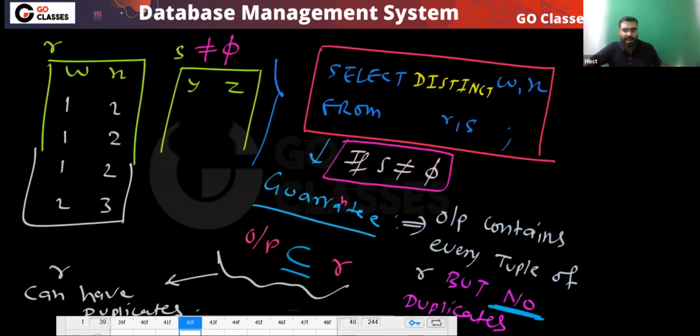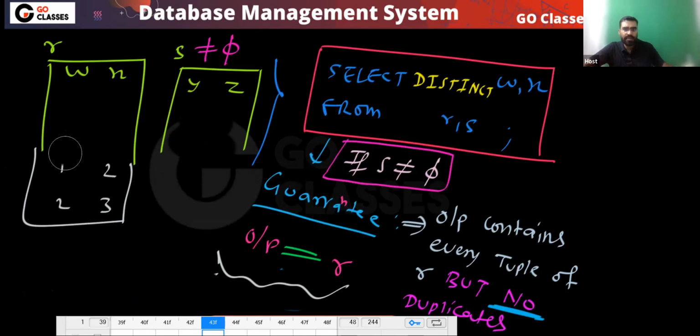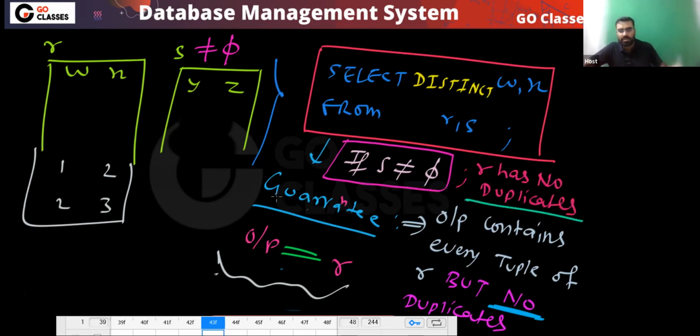So in which situation can you say that they will be exactly equal? When R has no duplicates and S is not empty. If R has no duplicates and S is not empty, then you can guarantee they will be exactly the same. See, in this question, all the variations I have taken. Yes or no? Yeah, this DISTINCT word is there.